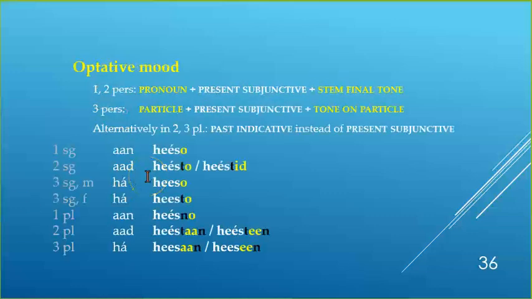Then we have the optative construction. That is a tricky thing, since it consists of the pronoun in the first and second person, and the particle ha in the third person instead of a pronoun. And the tone pattern also differs between the first, second on the one hand, and the third person on the other hand.